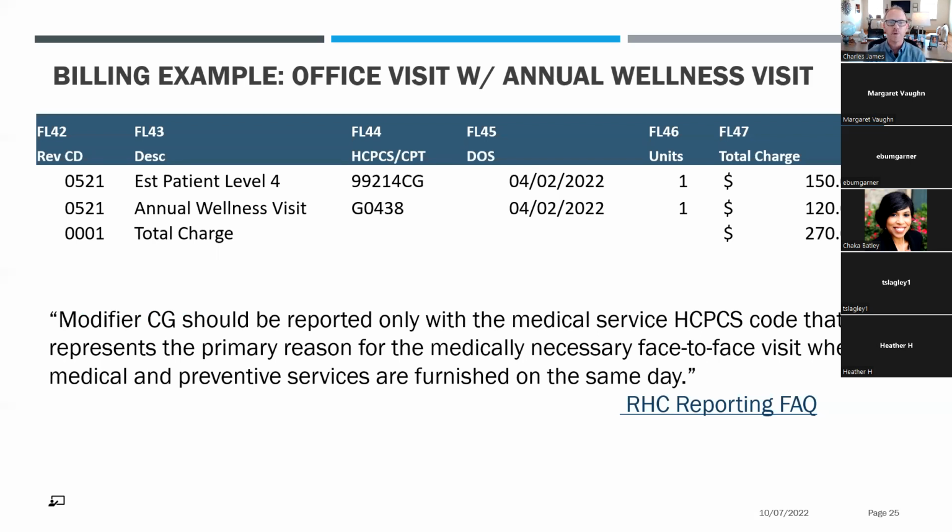This is how we properly report. And remember now, 99214 is where our curve is going to be on our E&M usage, because most of our patients have more than 2 chronic conditions. The annual wellness visit gets reported, but this is for information only. Notice we have a $270 charge on this, but Medicare is only going to apply coinsurance based on the $150 99214.